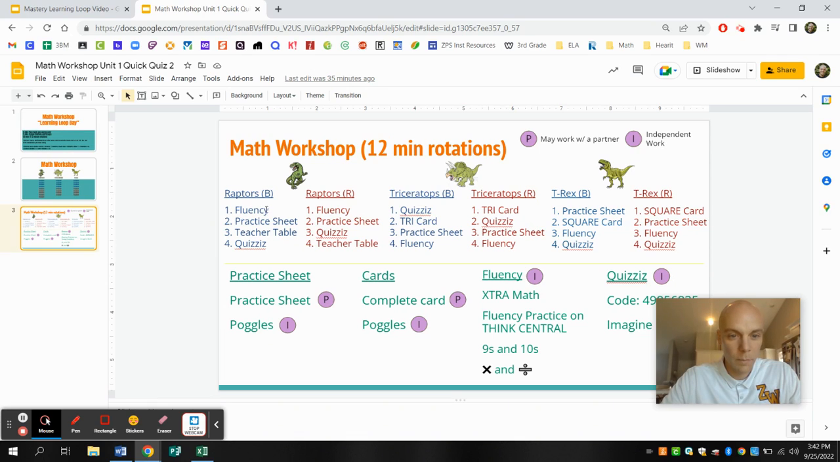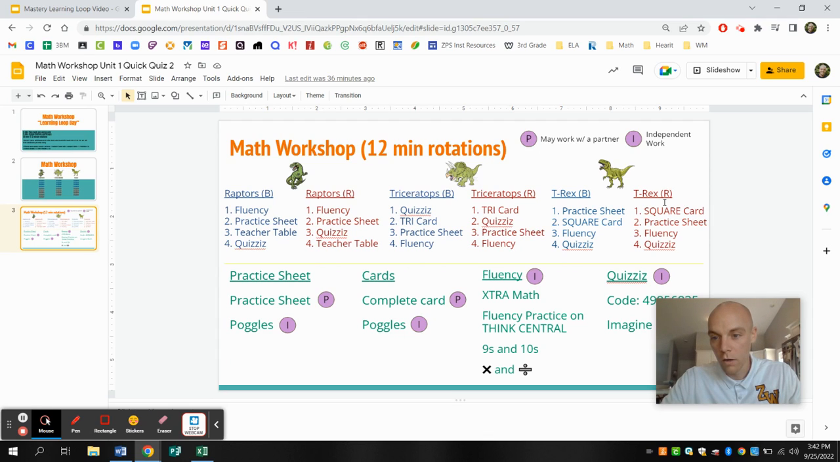So these 2 groups were doing the same thing at the same time. The Raptors were doing the same thing, and then I would pull half of that Raptor group for the teacher table, and then the last station I'd pull the other half. And so they're getting that fluency practice first, then that practice sheet. Same thing here. So the Triceratops groups, they're doing the card. So I'm not pulling any groups these first 2 stations, so I can make sure that the Triceratops know how to do that card. Then they know how to do the card the next one.